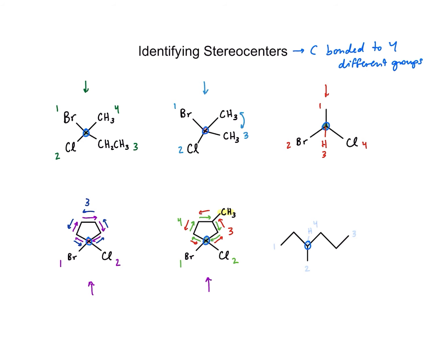Moving on to our last example, we see this skeletal model of an organic molecule, but let's see if it has 4 unique groups bonded to the central carbon. So here, let's remind ourselves that we have a hydrogen bonded. So we have an ethyl group, a methyl group, a propyl group, and the hydrogen is the fourth unique group. So this example is a stereocenter.